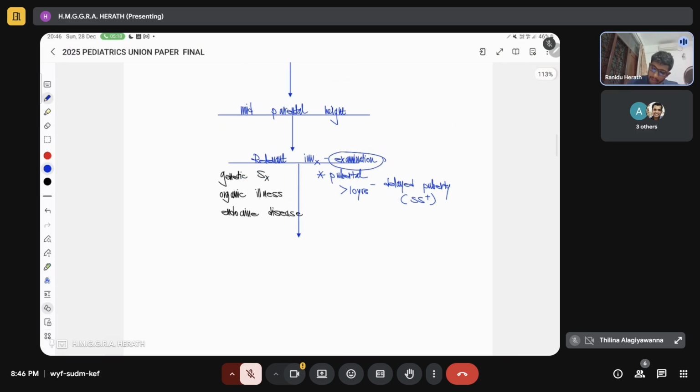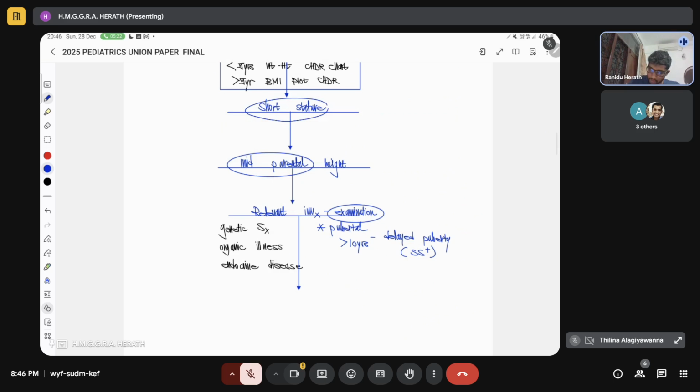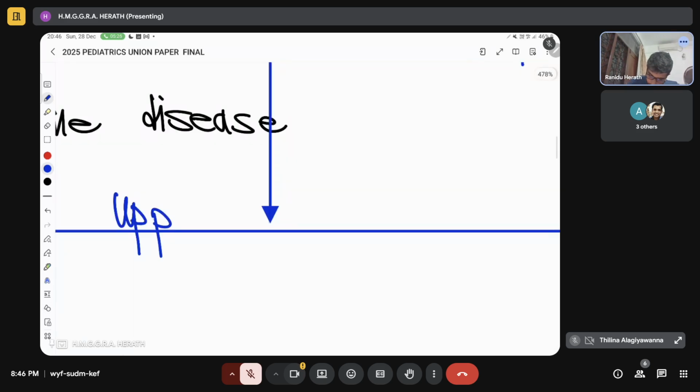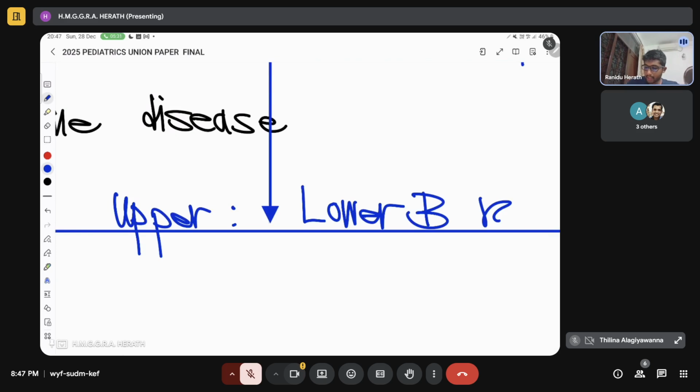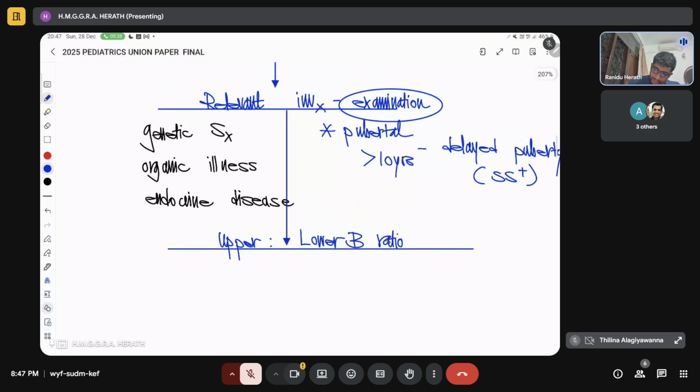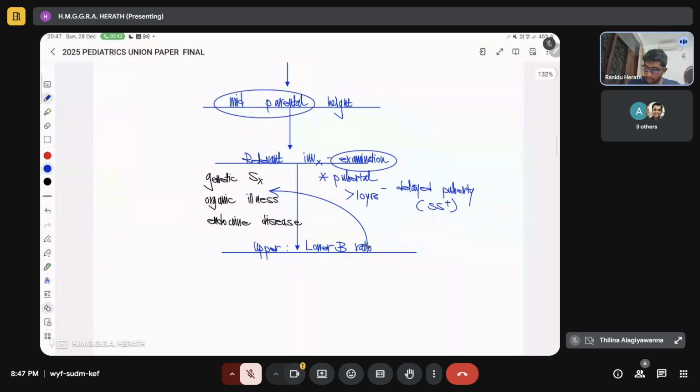after doing a thorough examination and documenting your examination findings, you then do something called upper and lower body ratio, right? You check whether the upper body and lower body ratio is equal or abnormal. According to that, you can sometimes identify certain genetic disease or organic disease according to the upper body to lower body ratio. And then something else which you also do is check the bone age of the child.